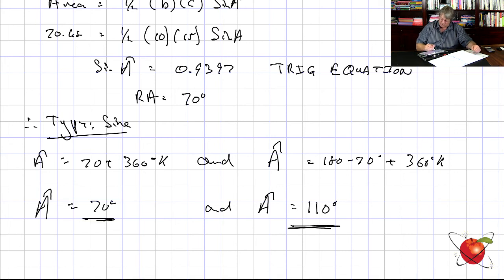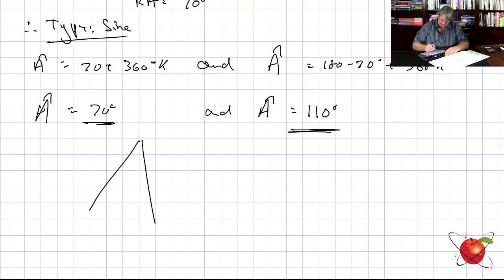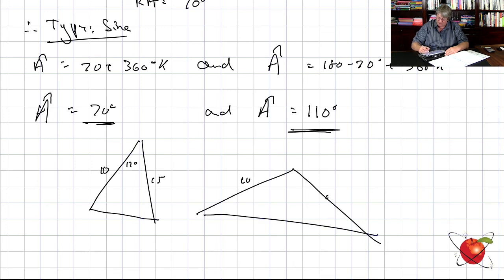Okay? Why did I drop the K's? Obviously, because in this case, it doesn't count. It's a single triangle. Where does the 70 come from? Well, obviously, if you think about it, it's quite straightforward. I could have a triangle like that with a 10 and a 15, 70 degrees. I can also have a triangle like that, 10 and 15 with 110 degrees. Okay? Sorry, 70 degrees there. Right?